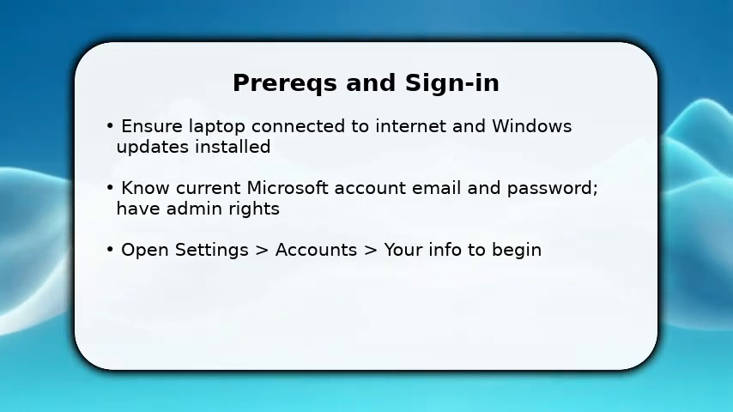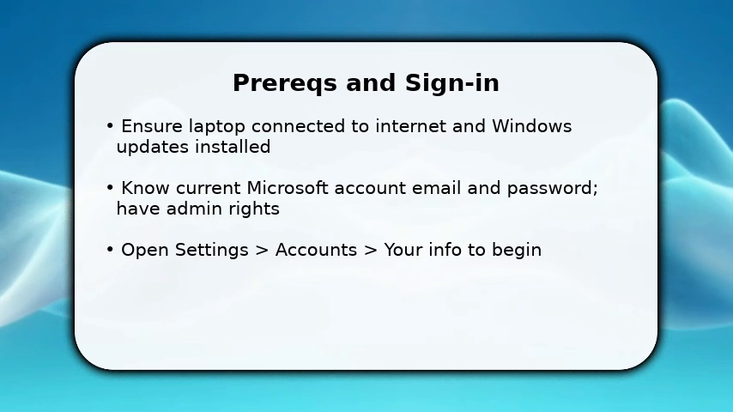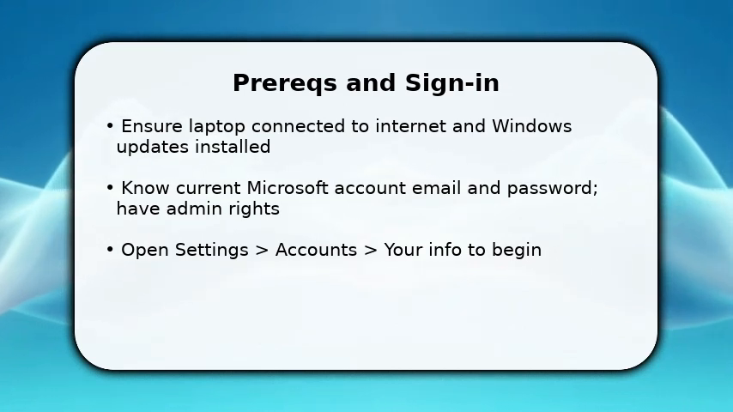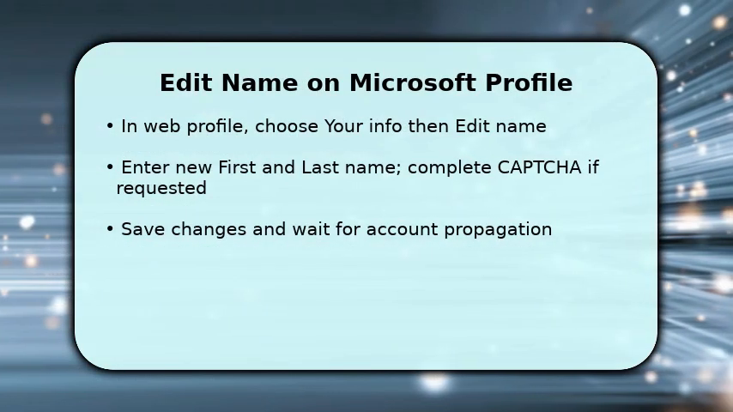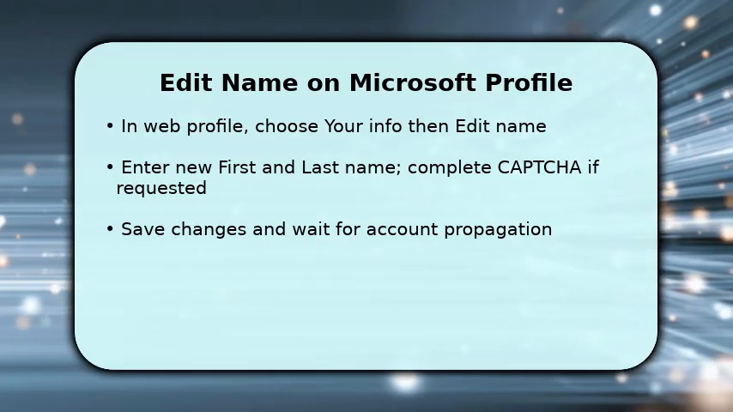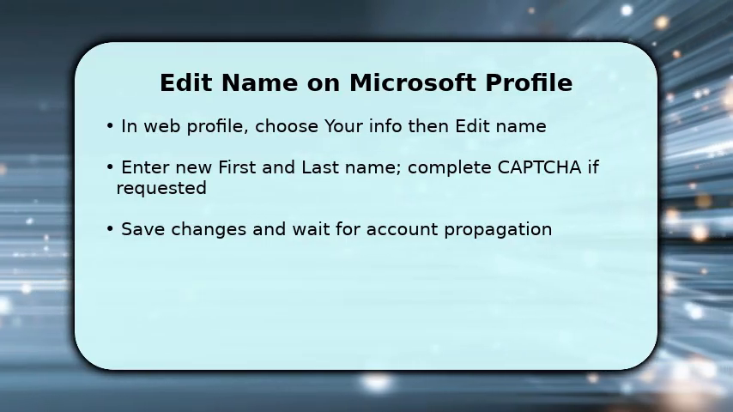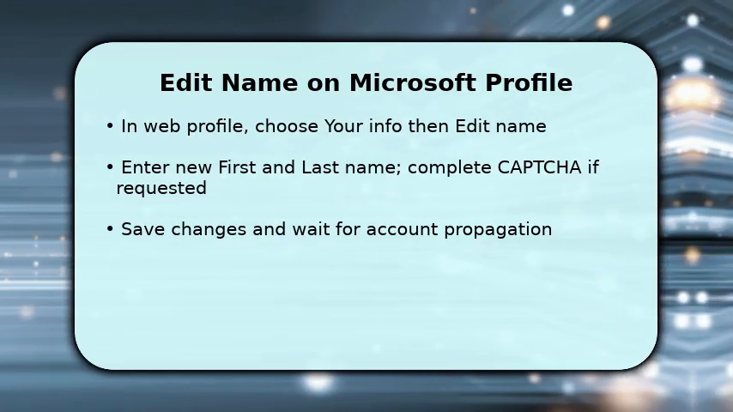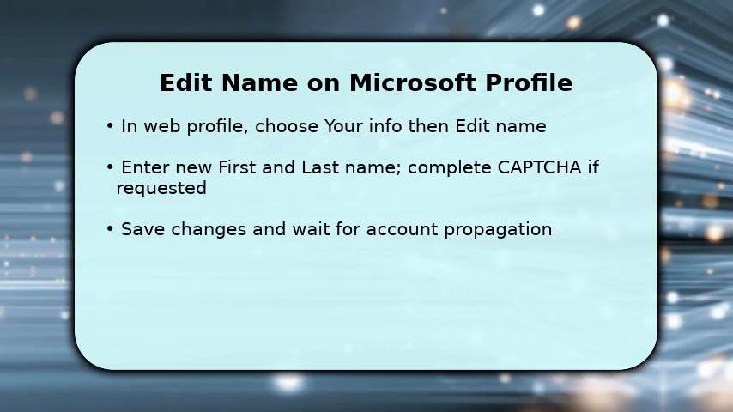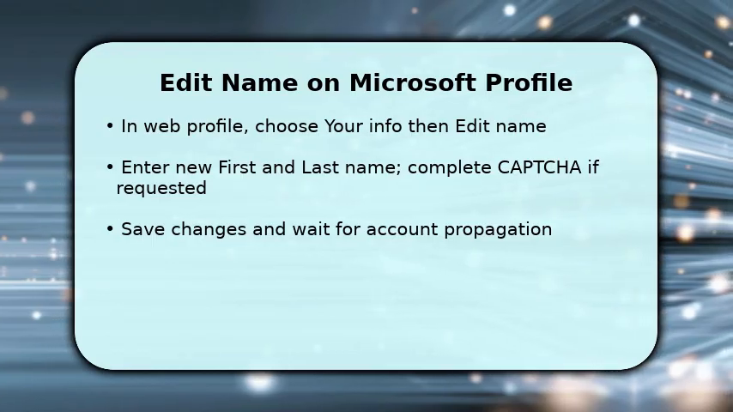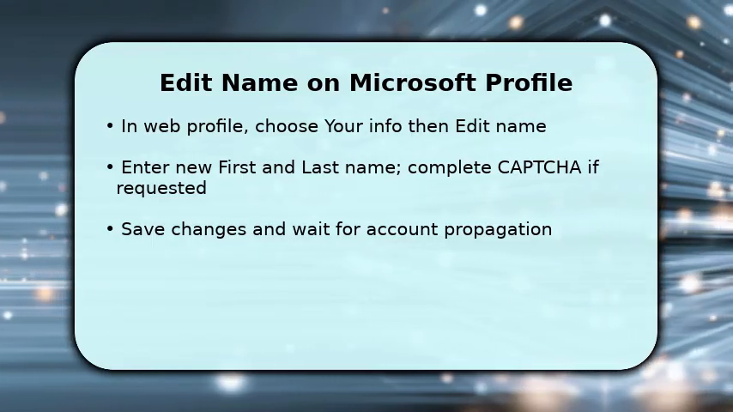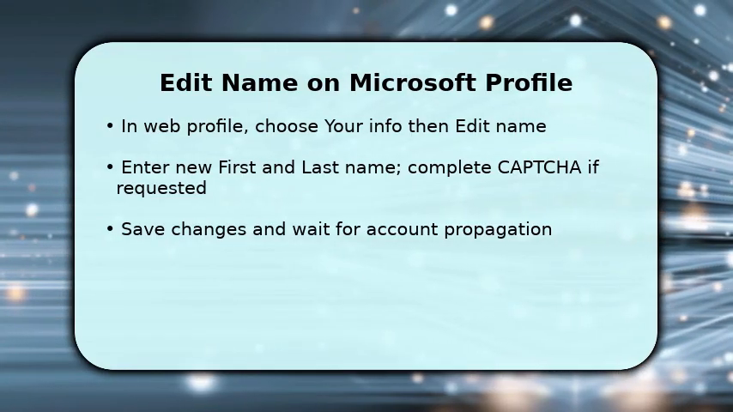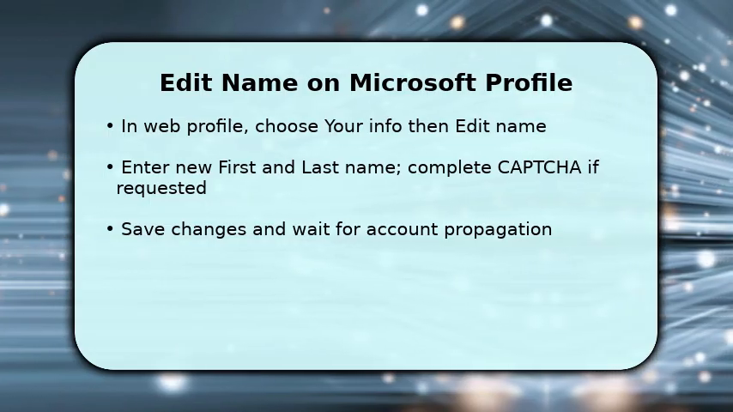Click Manage My Microsoft Account to open the web profile for the official name edit. Now you're on the Microsoft account web page. Click your info, then the Edit Name link. This is the authoritative source for your display name. Type the new first and last name exactly as you want them to appear, handling spacing and capitalization deliberately. Complete any CAPTCHA or verification prompts to confirm you're human.